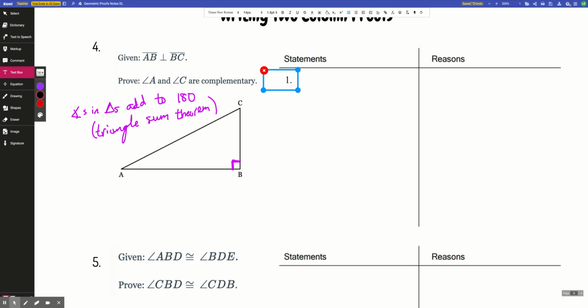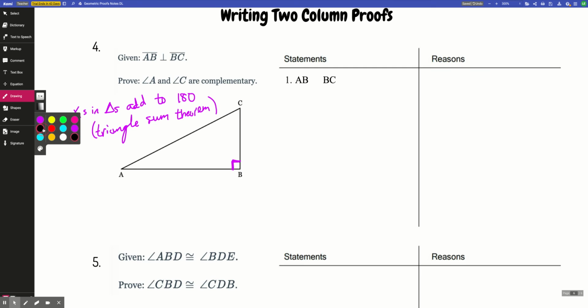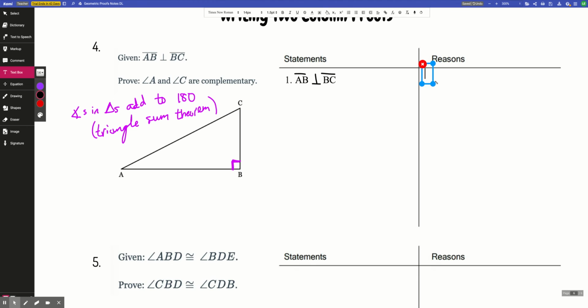Okay, so what was given to us is that AB, I'm going to leave myself a space because I'm going to have to draw it. AB is perpendicular to BC. Right? So I'm going to draw my little perpendicular thing here and put my lines over. Okay, and then my reason for that is given. Right? All you have to write is given.